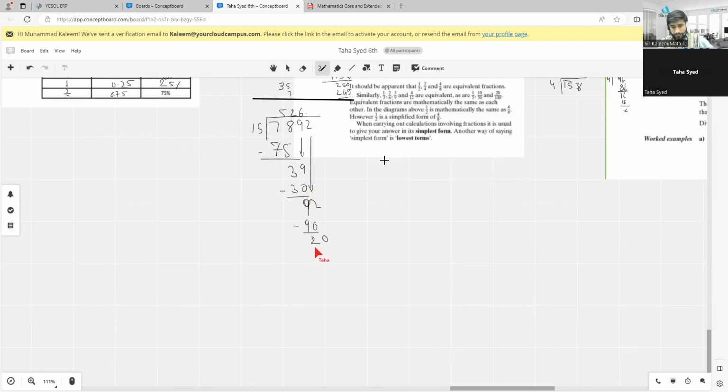So it will be 15 and then 5 will be the remainder, and then you have to take the next zero.